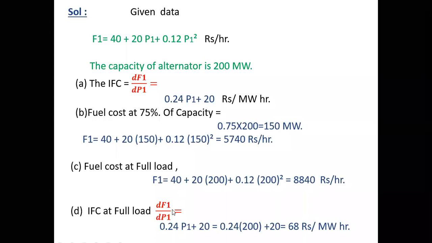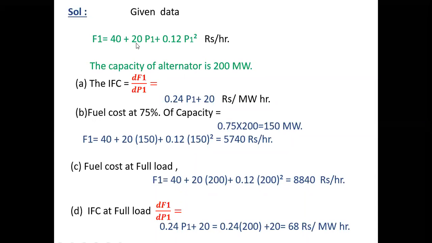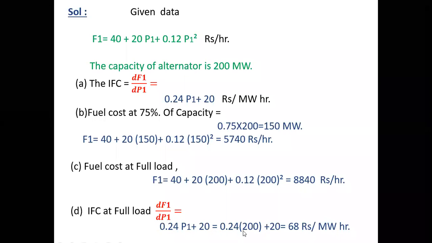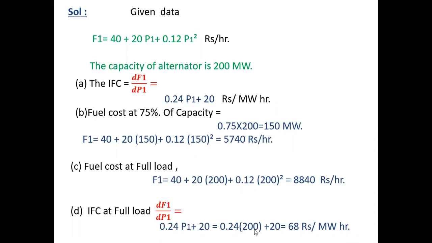So already we know the formula for dF1 by dP1, that is the derivative of F1 with respect to P1, which gives 0.24 P1 plus 20. In this one, substitute 200 megawatts. Why do we need to substitute 200 megawatts here? Here they are asking at full load. Full load means we need to consider total capacity, that is 200. So substitute 200, then we will get here 68 rupees per megawatt hour.